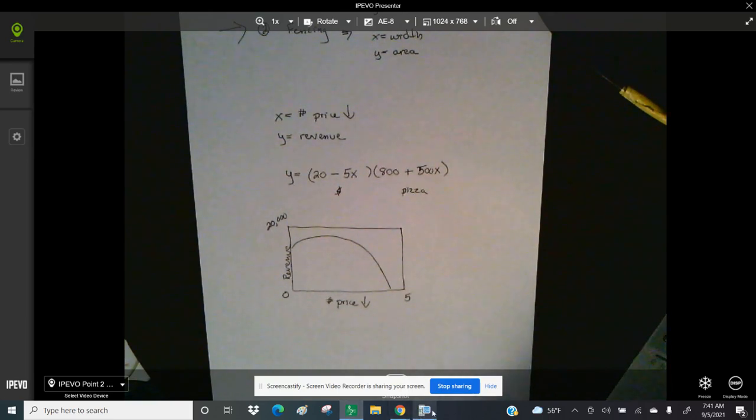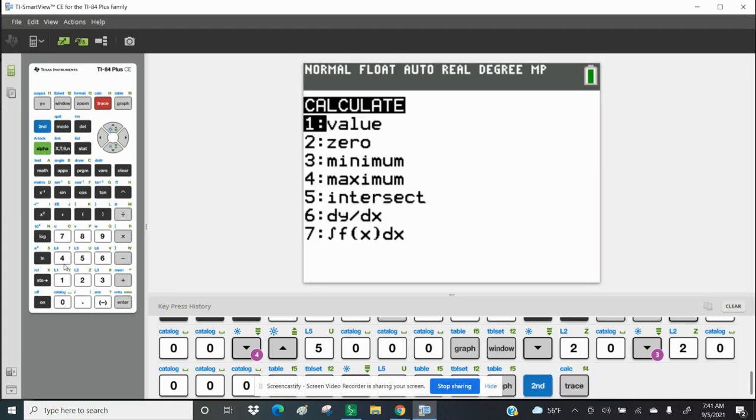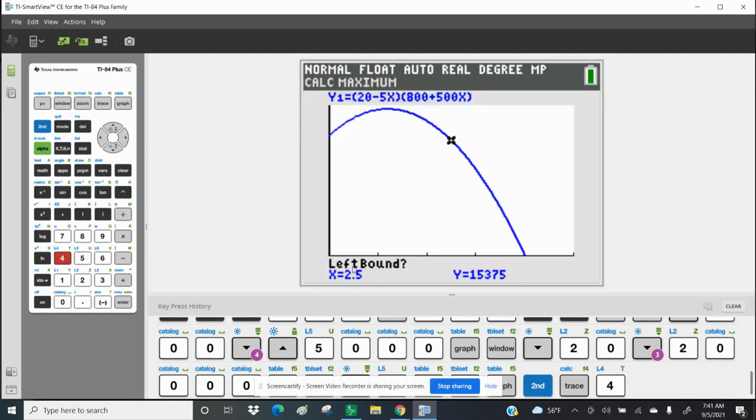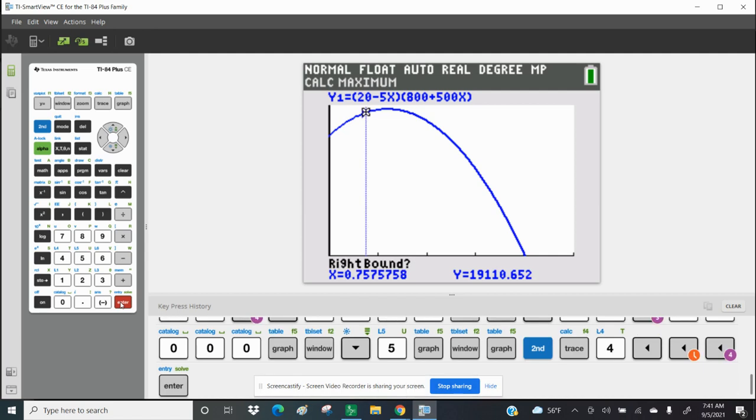Now I can go back to my calculator and go to my graph, and I want to find my vertex. So I'm going to go to second trace or second calc. I want to find the maximum. So it says on here, left bound. So I'm going to put my calculator cursor to the left of my vertex, anywhere to the left, and hit enter. Then this switches to right bound. So I'm going to go to the right of my vertex and hit enter, and then hit enter again. And it's going to tell me that my vertex is, if I round, 1.2 and 19,600.